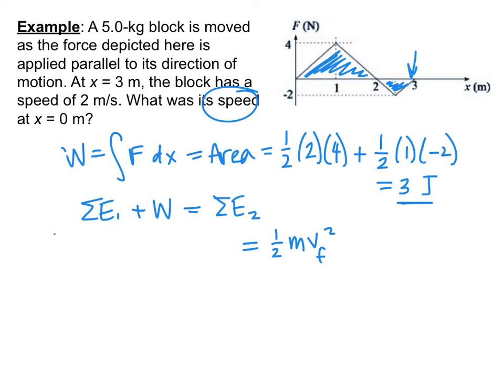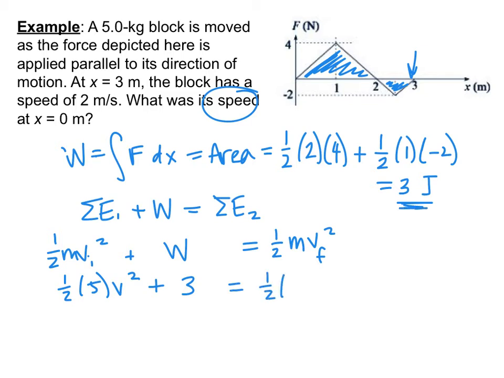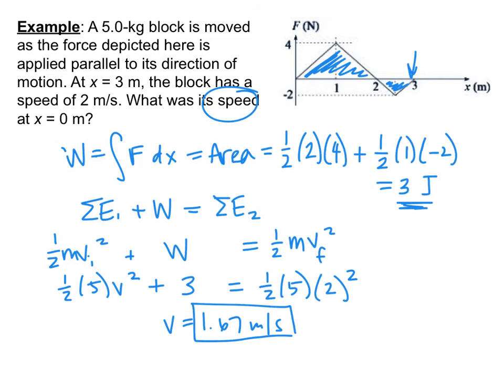We know that final. We are trying to find the initial. And again, we know the value of work from the area. So just plugging in values here then, 1/2 our mass, this is our unknown, plus 3. That's our work value that we found up here. 1/2 times 5 times 2. And then just do our algebra, and this should come out to be 1.67 meters per second. Again, it doesn't tell us a direction. It just tells us a speed.